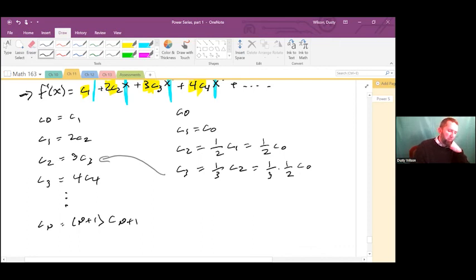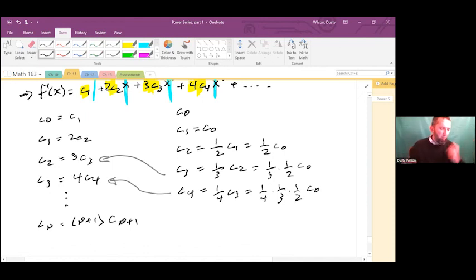Okay. How about C4? So here I'm looking at this relationship. And so C4 would be 1 over 4 C3, and 1 over 4 C3 would be the same as 1/4 times 1/3 times 1/2 C0. I'm hoping you're seeing the pattern here.